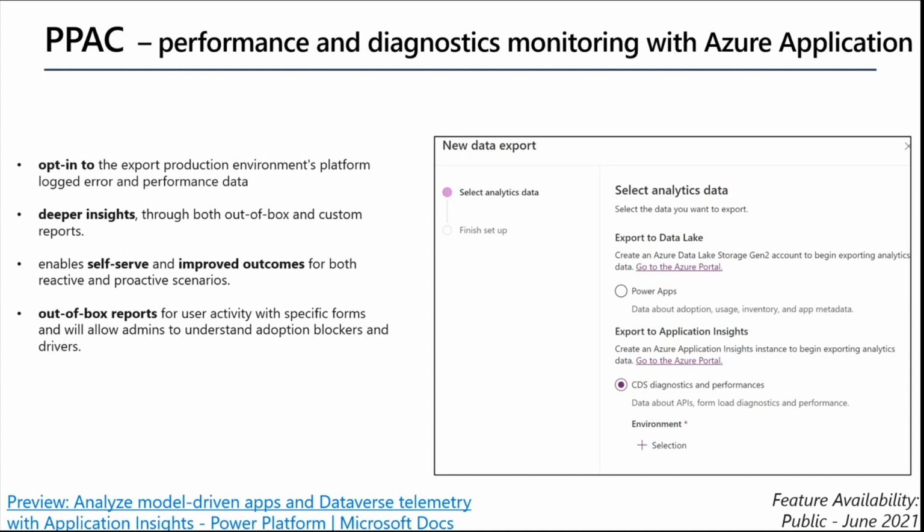Regarding the proactive scenarios, this is based on alerts, and if we reach performance thresholds for form loads and API calls or plugins, this can be set up in Application Insights. And when these thresholds are reached, the alerts will allow proactive maintenance. So this is for the proactive scenarios. And the data available in your Application Insights will also light up out-of-the-box reports for user activity with specific forms and will allow admins to understand the adoption blockers and the drivers behind it.